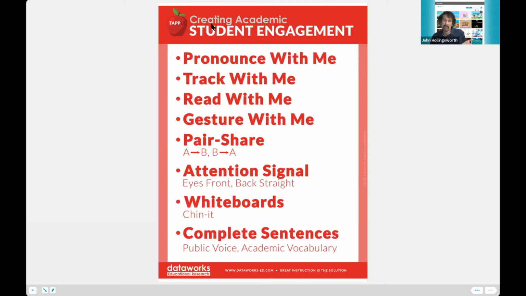So on this page, I might say, creating academic student engagement. Class, your turn. Ready, read. Creating academic student engagement. Now for the class read, you need to say something yourself. And you need to say it to kind of cue it and keep everybody together. Okay, gesture with me. You need gestures.